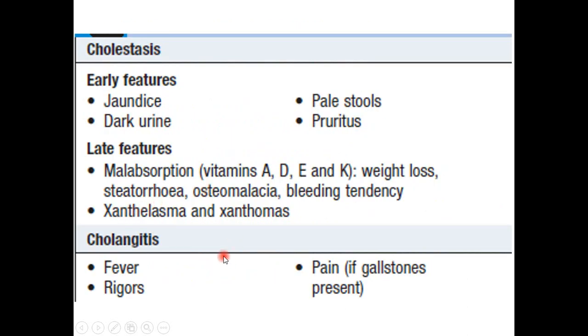You have features of cholestatic jaundice. For example, he will have pale stool and dark urine, meaning clay colored stool and deep color urine, and he will have itching or pruritus. You will have malabsorption of vitamins A, D, E and K because of the decrease in bile salts and bile pigments. You may have weight loss and steatorrhea. He may have osteomalacia, and bleeding tendency due to vitamin K deficiency.